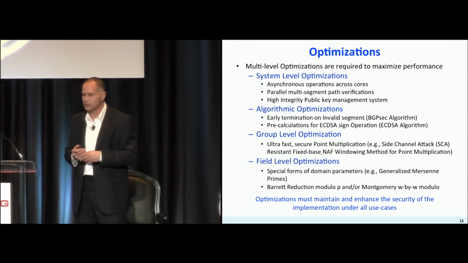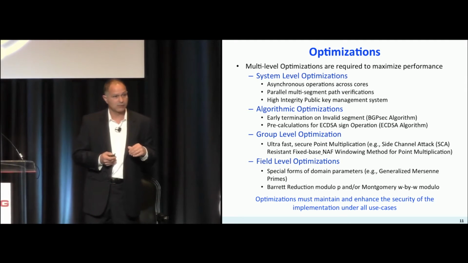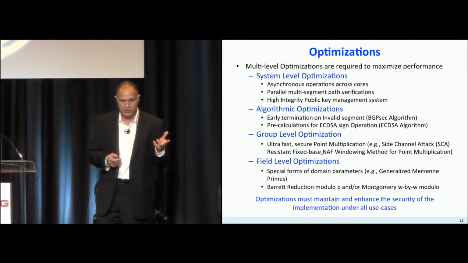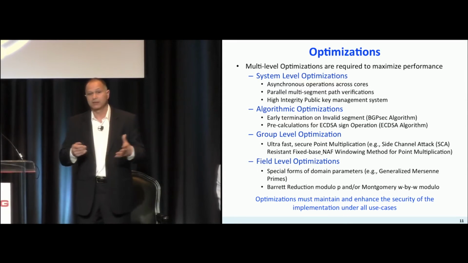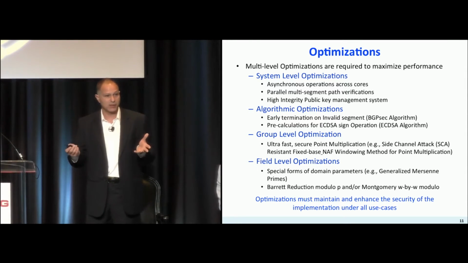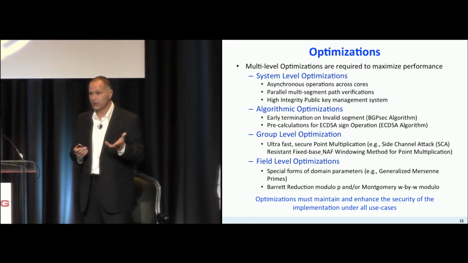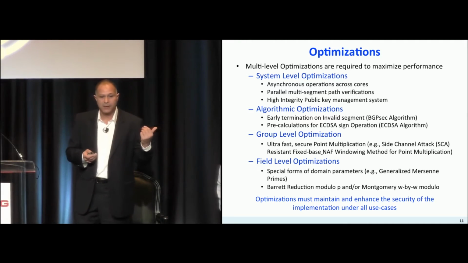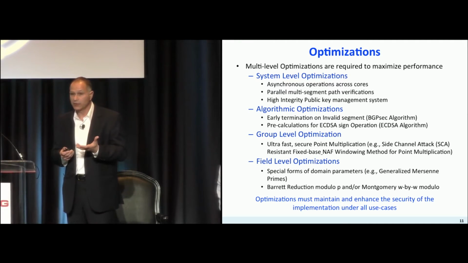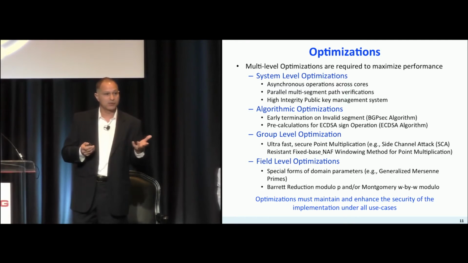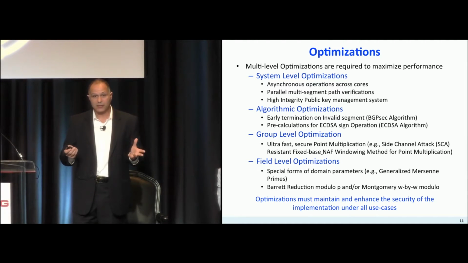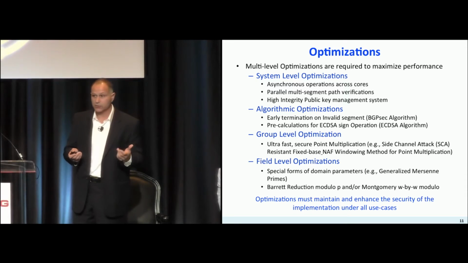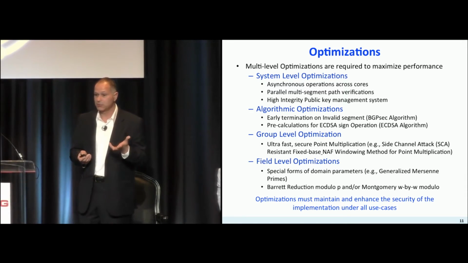So when we started looking at optimizations, we started at the top level, and those are system-level optimizations. As an example, given a router plane, what kind of resources do we have? Do we have multiple cores on a router plane engine? Can we do certain operations asynchronously? Can we do the verification for the path in parallel, because each hop can be actually validated on its own? And then also looking at the large number of potential public keys, what memory models or other models or even compute models do we need to speed that up?